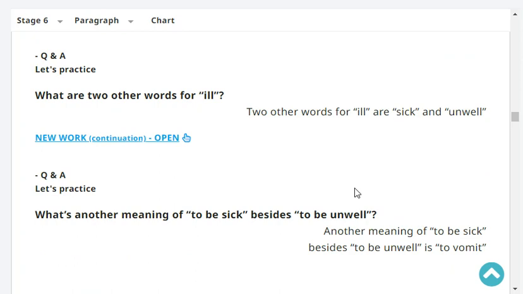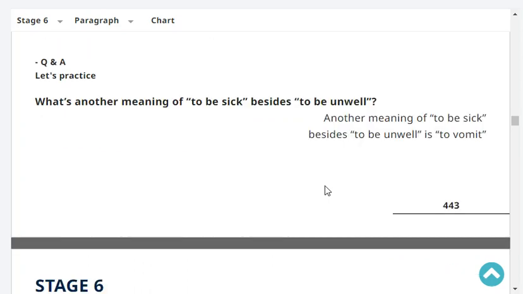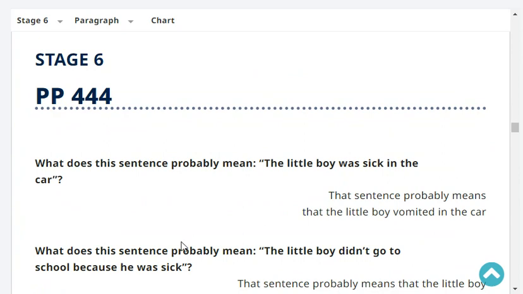What are the two other words for ill? Two other words for ill are sick and unwell. Well, what's another meaning of to be sick besides to be unwell? Another meaning of to be sick, besides to be unwell, is to vomit.